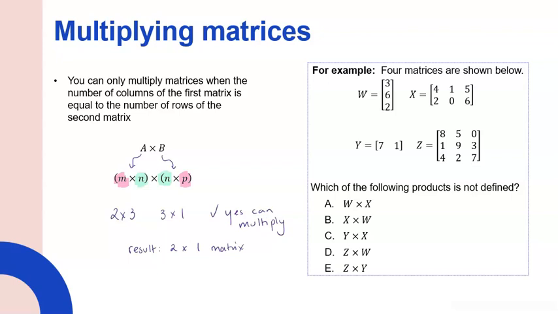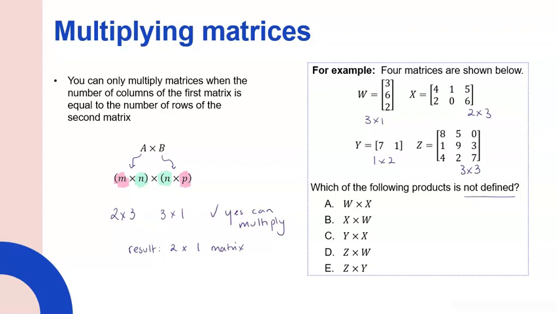So an example here where you don't have to do any actual multiplying but just check whether it's possible is: of the 4 matrices, W, X, Y, and Z, which of the following products is not defined? So which one won't work? Firstly, we need to think about the order of these matrices. So W is a 3 by 1, X is a 2 by 3, Y is a 1 by 2, and Z is a 3 by 3.